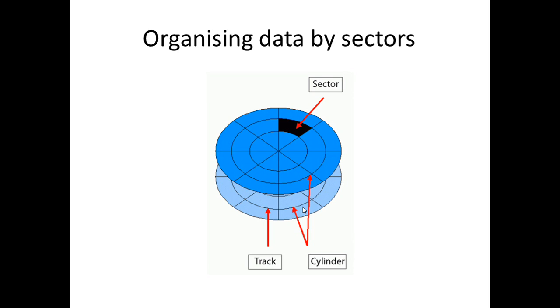Now we'll have a look at how the data is organized in sectors, or rather organized by sectors. So from this diagram we can further revise the concepts. These concentric circles on the platters represent the track, and the tracks in the column form the cylinder, and this shows the sector of a platter, or rather a track.